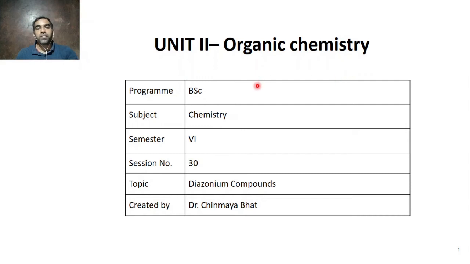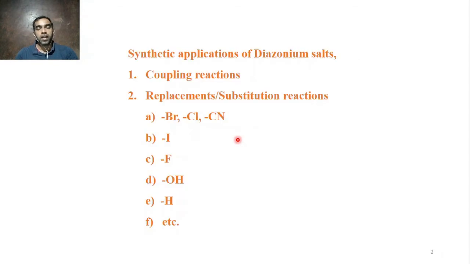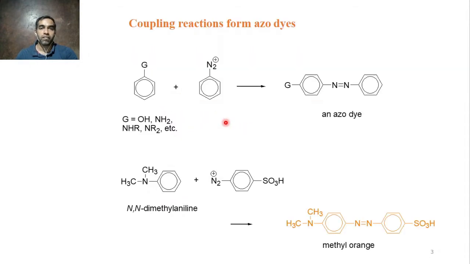Hi everyone. In this session number 30, we will see the application of benzene diazonium chloride or benzene diazonium compounds. Application can be considered in two sections. One is the reactions involving coupling, another one is replacement or substitution reaction. So the coupling reactions mainly form azo dyes.